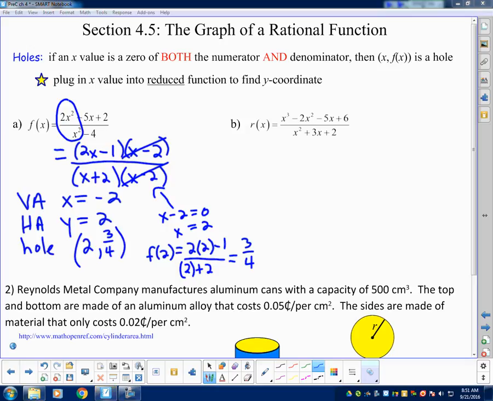So we can find out like that. And that will not show up on your calculator. If you run a table, you'll see it too. It'll be undefined. If you want the exact y coordinate where that hole is located, you have to plug it into the simplified version of the rational function. Okay.